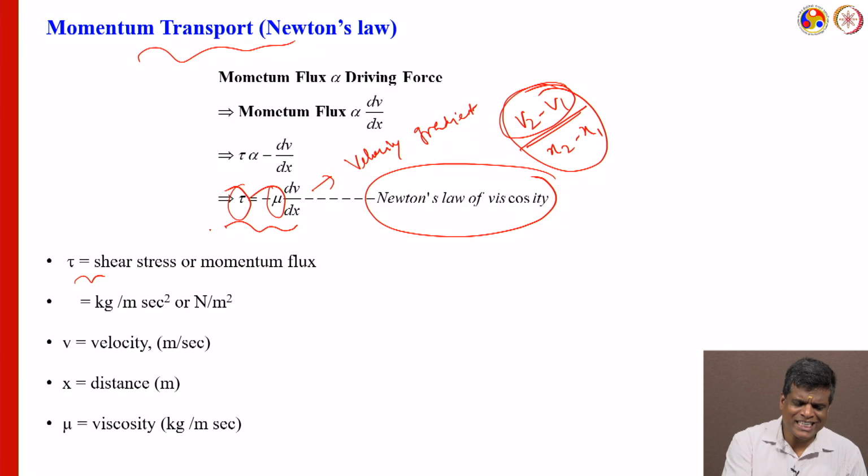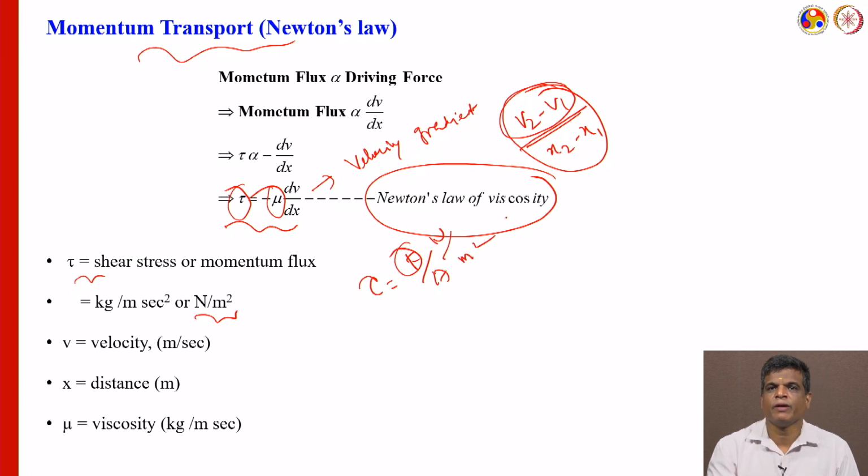Here tau is the shear stress. The unit is Newton per meter square, because tau looks like F by A. The force is in Newton and the area is in meter square, so Newton per meter square.